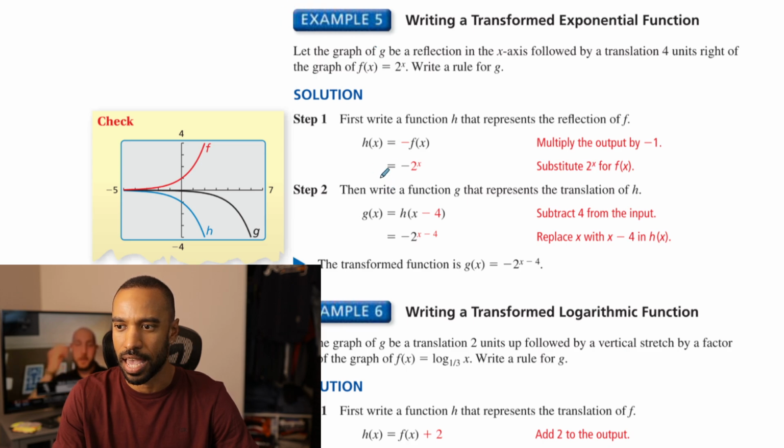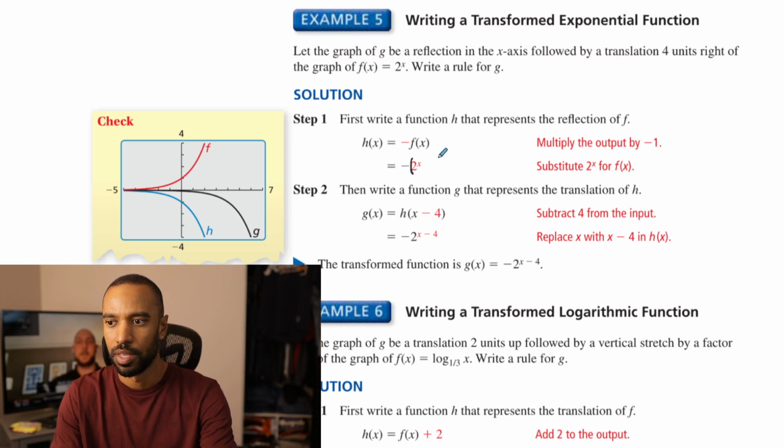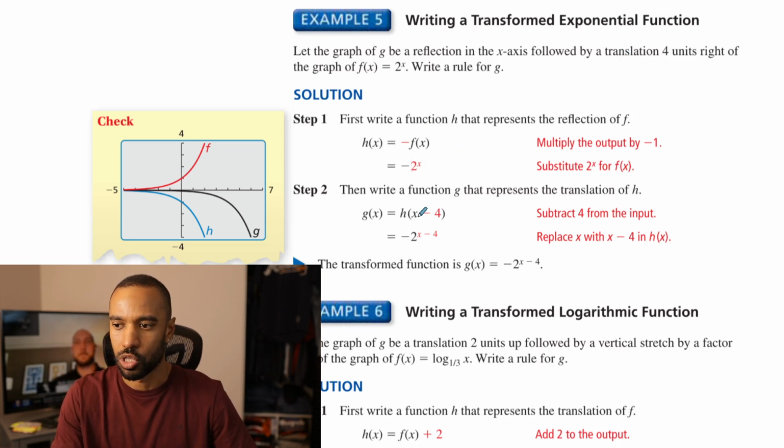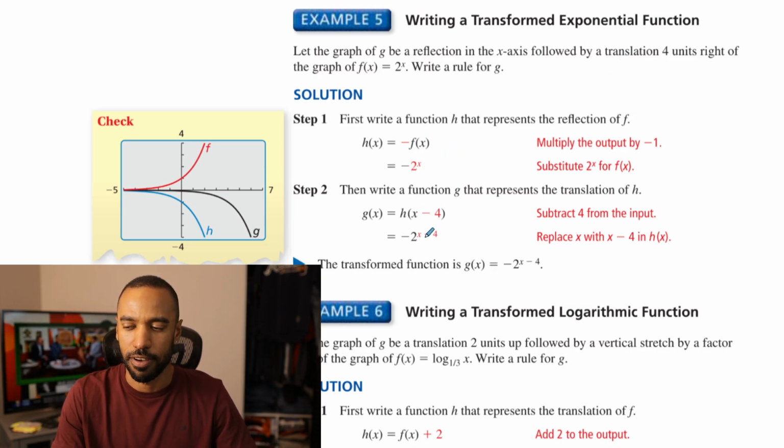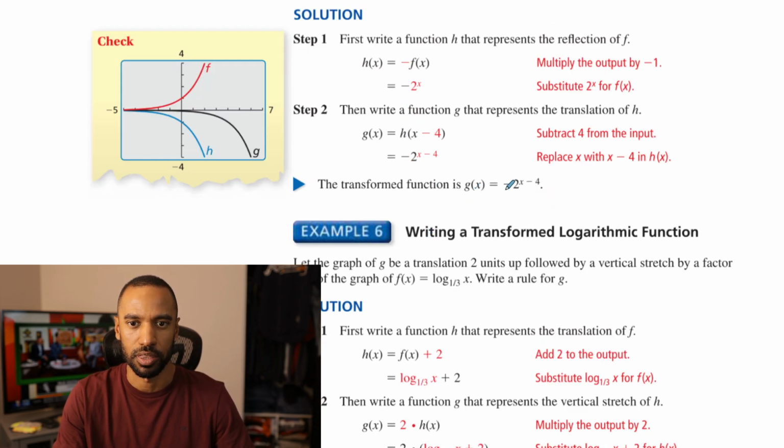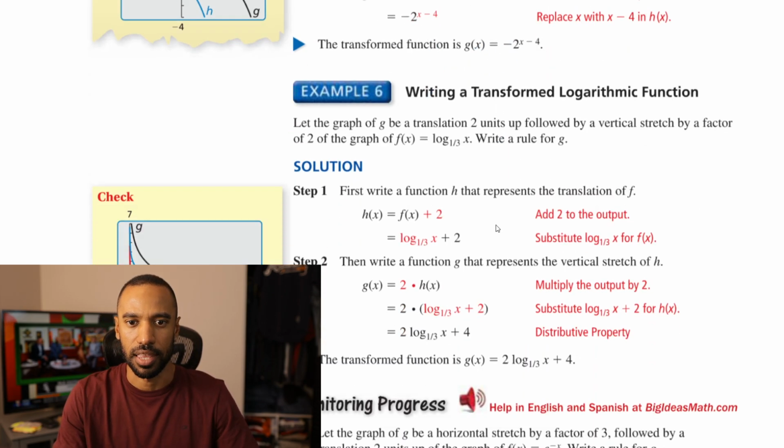Keep in mind that 2 to the x is technically going first before the parentheses, so the negative's on the outside of that. And then translating 4 units to the right is an x minus 4. It goes inside the function because it replaces x. X gets replaced with x minus 4. It's all in the exponent. There's the equation. Not much I can say on that.